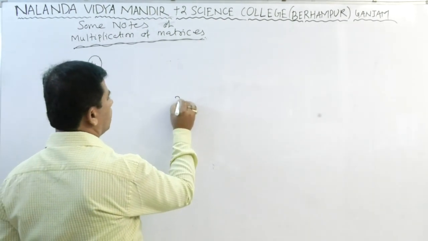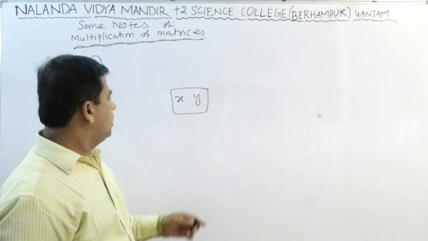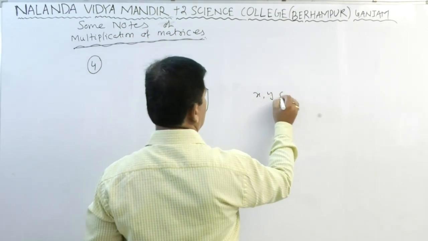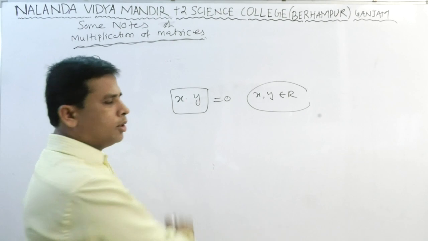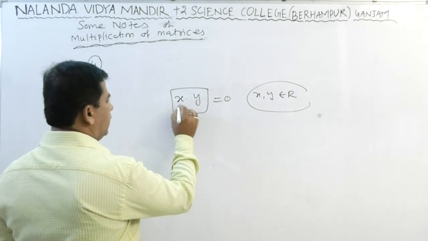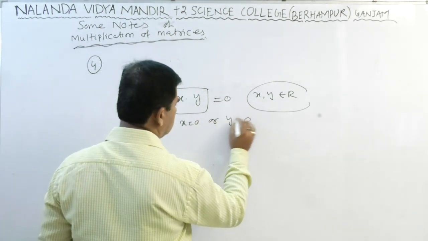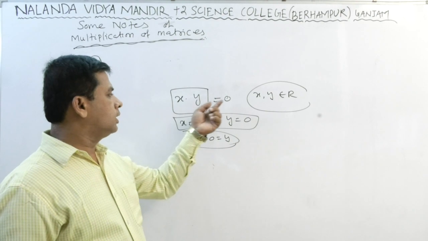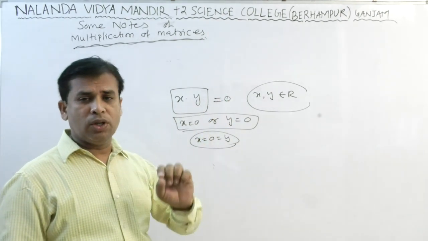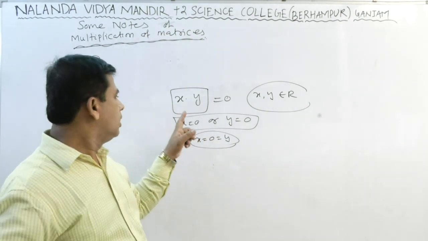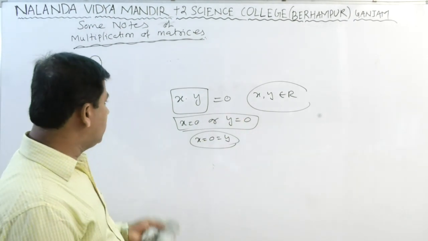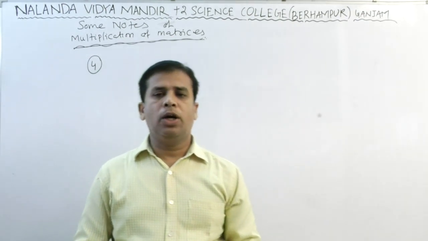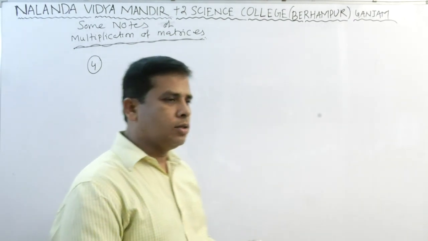In our number system, if we multiply two numbers x and y, for any real numbers x and y, if their product is zero, then either x is equal to zero or y is equal to zero or both x and y are equal to zero. In our number system, if the product of two numbers is zero, then at least one of them is zero. But in matrix multiplication, we can multiply two non-zero matrices and get a zero matrix. Okay?